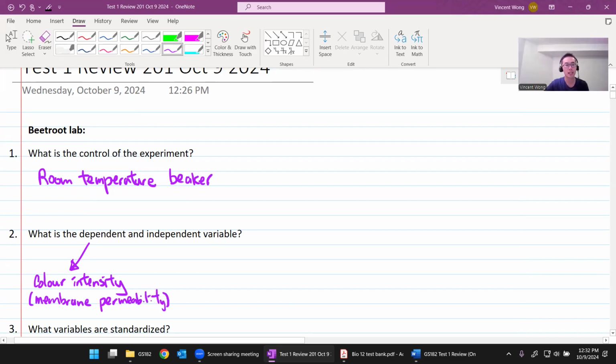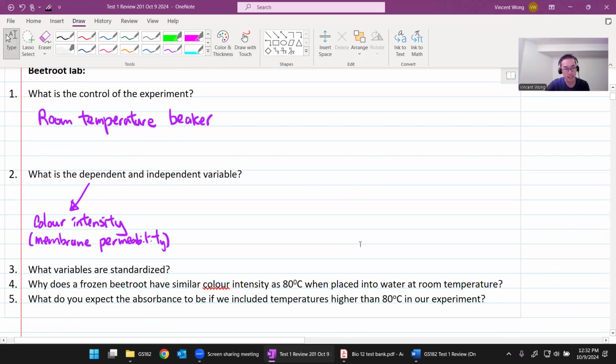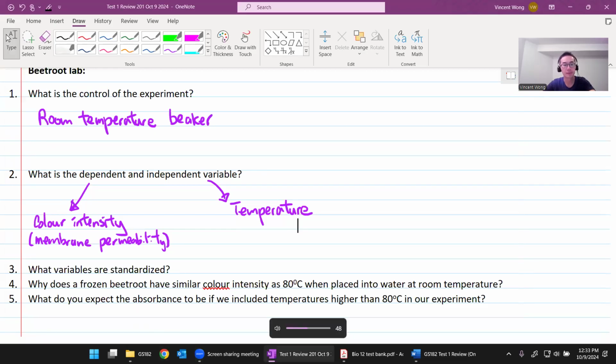Okay, so we actually observed it qualitatively as well as quantitatively. Qualitatively is using your senses, so just looking at it, like which one looks darker. And for quantitatively, it would be the colorimeter measurements that I give you by shining green light at it and measuring the absorbance. The independent variable, of course, is going to be temperature. Feel free to stop me if I'm going too fast.